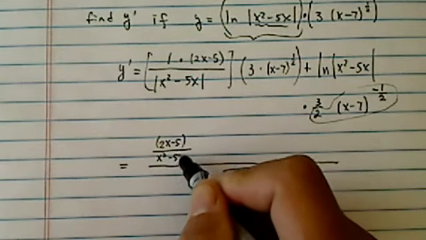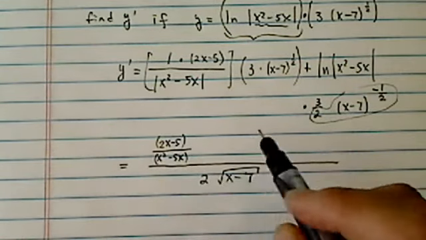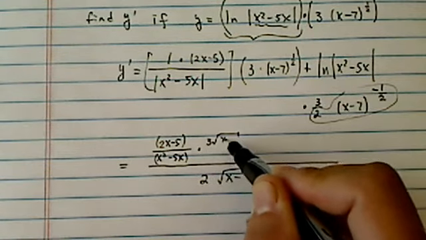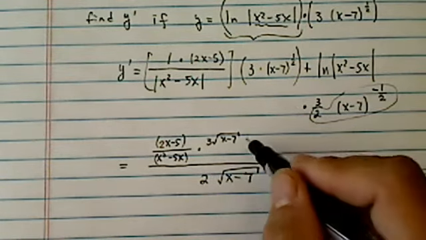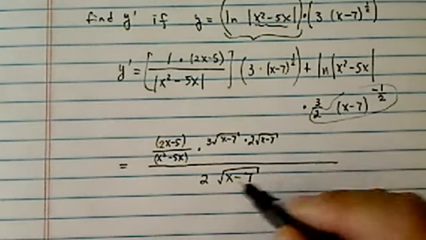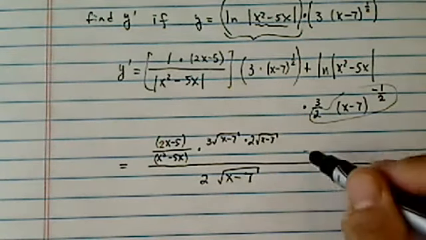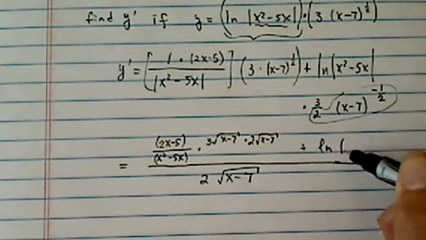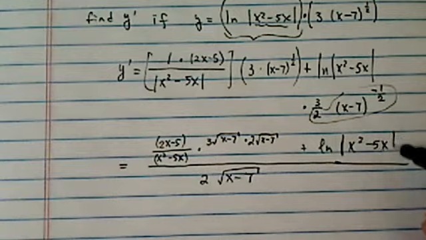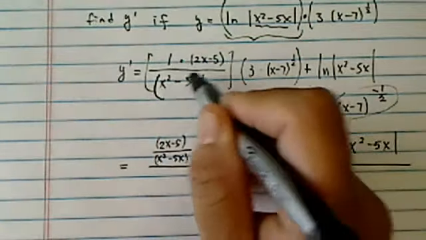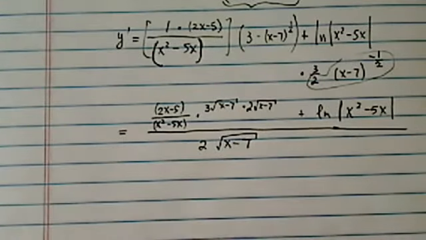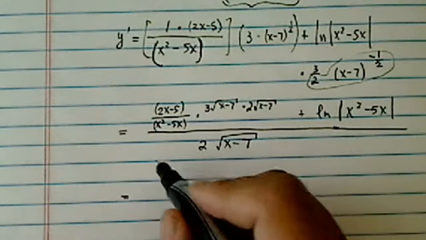x squared minus 5x over here, and then I'm going to multiply by 3 radical x minus 7. Now remember, I multiplied by 2 radical x minus 7 to give me a common denominator here, and then I have the natural log of the absolute value of x squared minus 5x. Now this one is actually a parenthesis. Alright, one more step to go and then we're there.